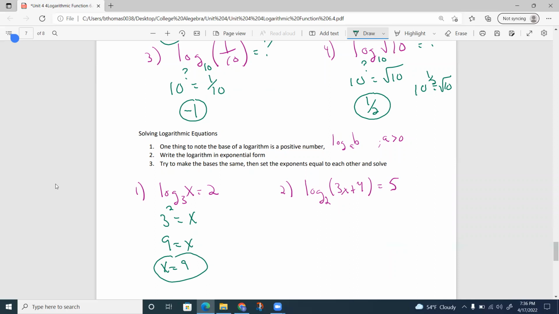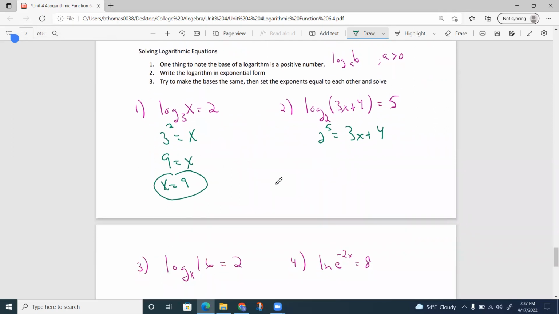If I want to solve this logarithmic equation, what I can do is put this in exponential form. That's going to be 2 to the 5th is equal to 3x plus 4. So again, on this one, I would probably rewrite this the other way around. I would rather have the variable on the left side. So I'm going to rewrite this as 3x plus 4.